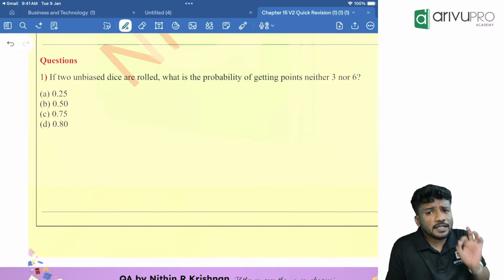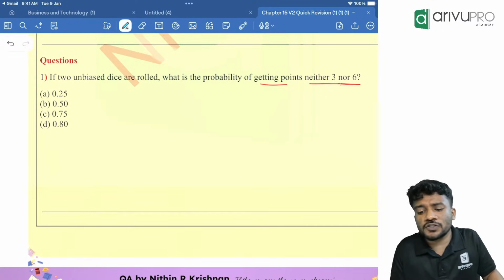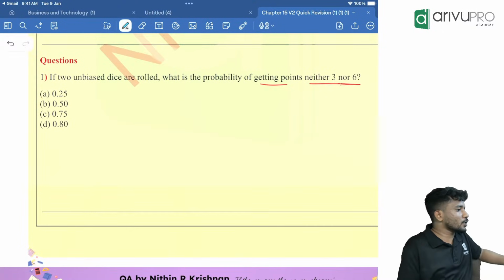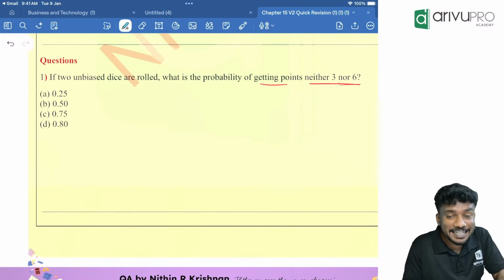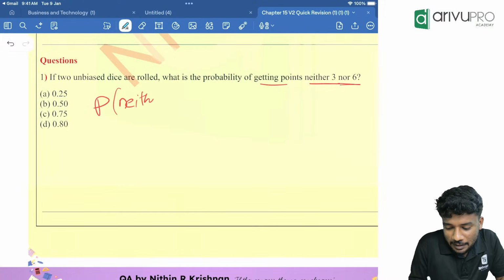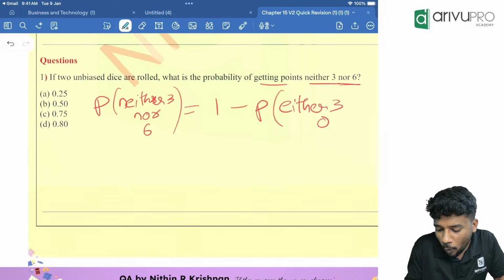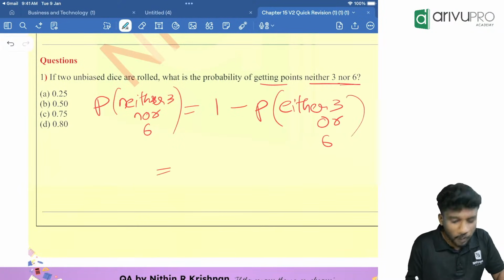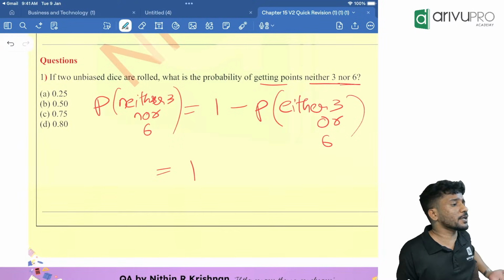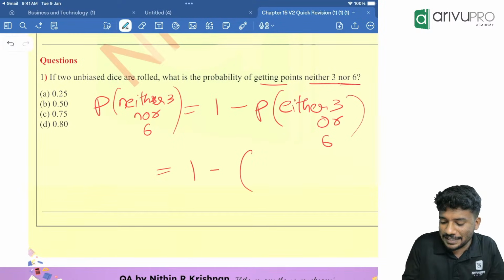If 2 unbiased dice are rolled, what is the probability of getting neither 3 nor 6? Neither 3 nor 6 means what? What did I teach you? P of neither 3 nor 6 can be written as 1 minus P of either 3 or 6. Very easy. Why are we choosing 1 here? Because total probability will always be 1. So 1 minus P of either 3 or 6.